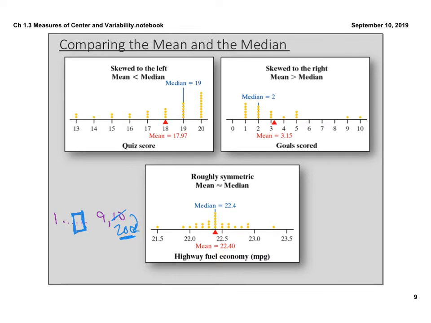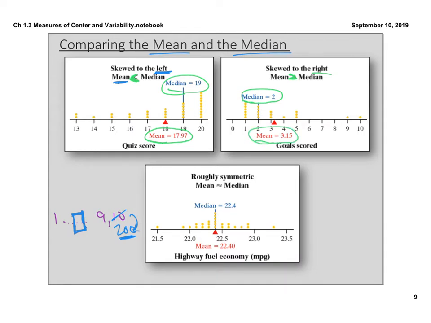So let's just take a look at comparing the two, mean and median on the same graph. So if your graph is skewed left, your mean is going to be below. So the median right here of 19 and the mean right there of 17.97, your mean is less than the median, okay? If your graph is skewed to the right, your mean is going to be above the median, okay? Because again, the mean is not resistant to those extremes.